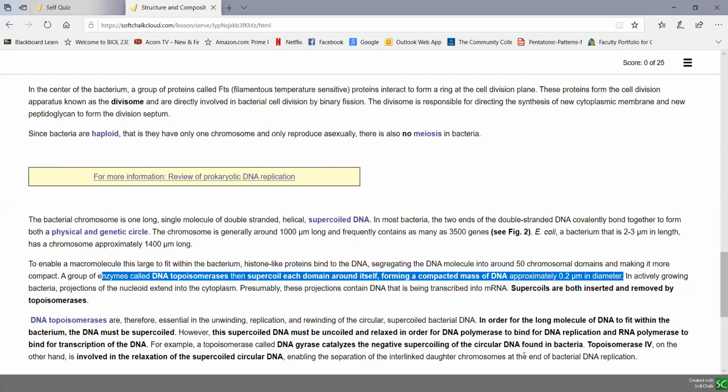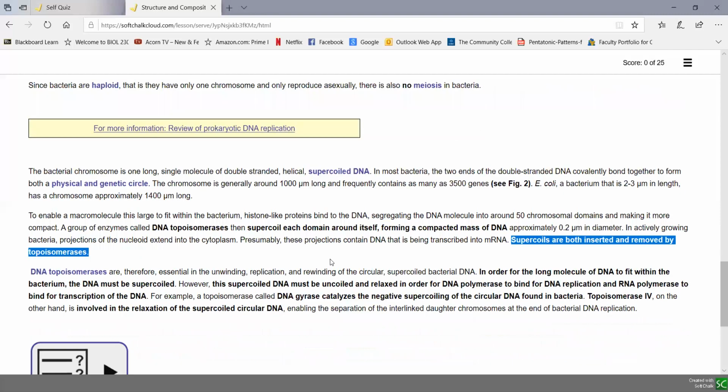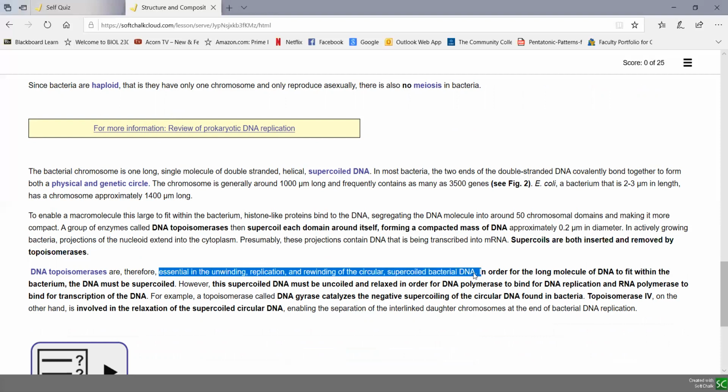And these DNA topoisomerases both insert and remove supercoils. To supercoil it, they cause it to compact or wad up into a supercoil, but then they have to unwind in order for DNA to replicate. So these DNA topoisomerase enzymes are essential for the unwinding, replication, and rewinding of the circular supercoiled DNA. That tightly compacted circular mass has to unwind in order to replicate. Also, it has to unwind for transcription to occur. And then once that's done, it has to rewind to fit.